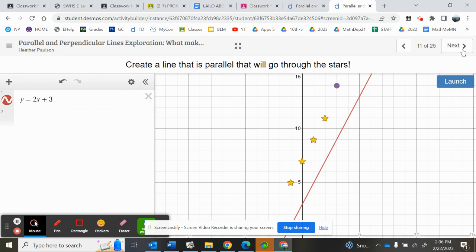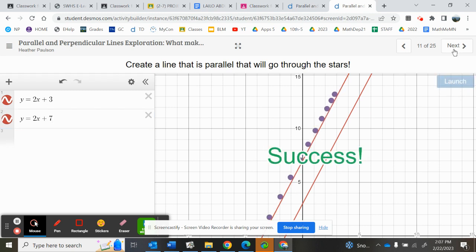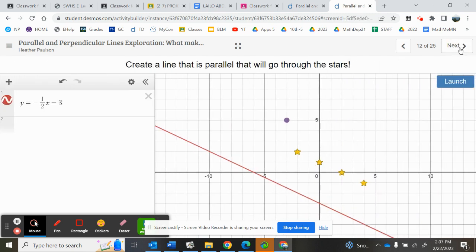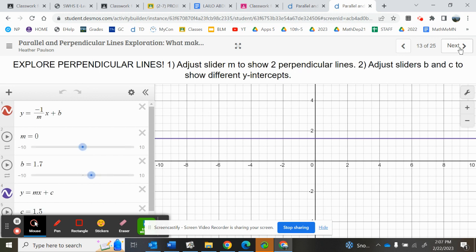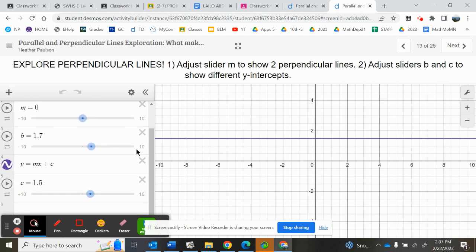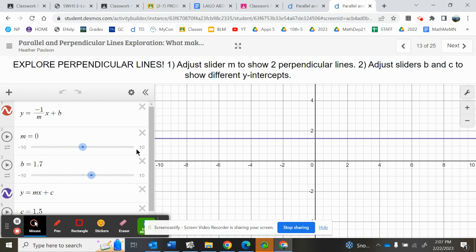And then do some marble slides. For example, notice this slope of this line is 2. So y equals 2x, but I need to move it up. Notice this y-intercept of this star is at 7. So I'm going to add 7, and notice my line goes right through my stars. Do those a couple more times, and then take a look at perpendicular lines.